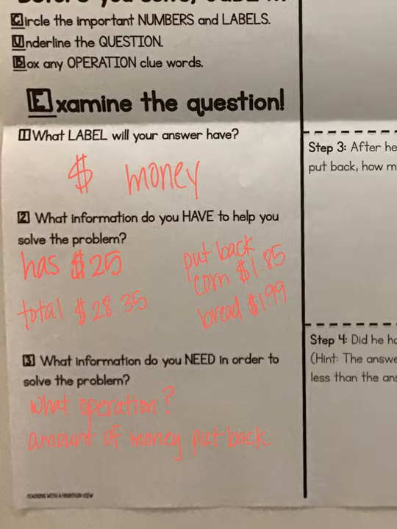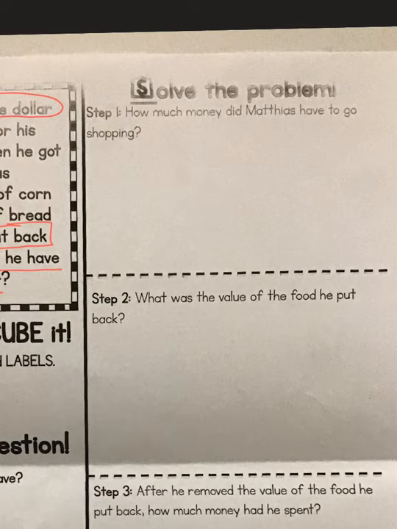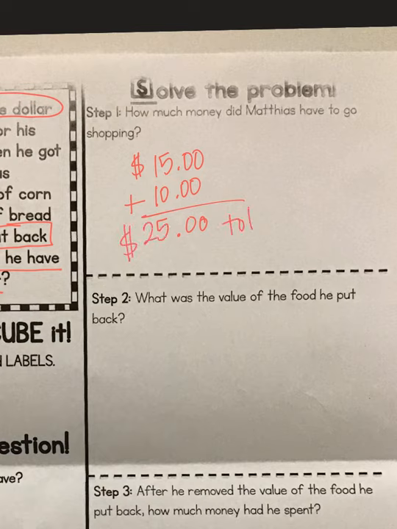All right, guys, so let's go look up here. Let's start solving the problem. Step 1, how much money did Matthias have to go shopping? Okay, so we know he had 3 $5 bills, which was how much? 15. 1 $10 bill. If you add that together, line them up, drop it down, fill it in. So he had a total of $25.